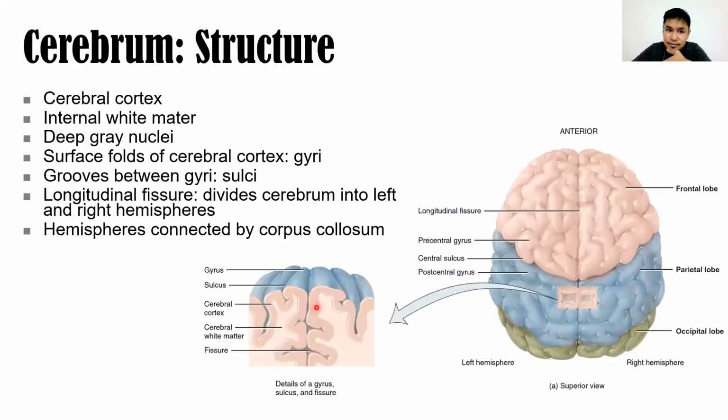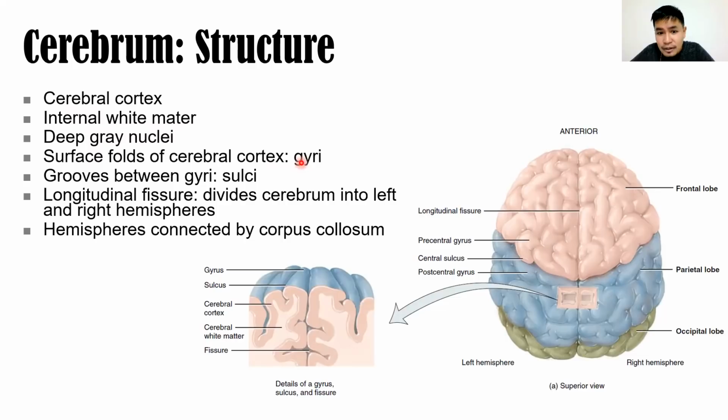Tree-like in cross-section. Let's proceed to cerebrum. Iba na. Cerebrum na tayo. Cerebrum, parang the brain itself sa taas. The outer cerebral cortex has an internal white matter. Gray outer, internal white matter, and it has deep gray nuclei. Surface folds of the cerebral cortex are called your gyri.